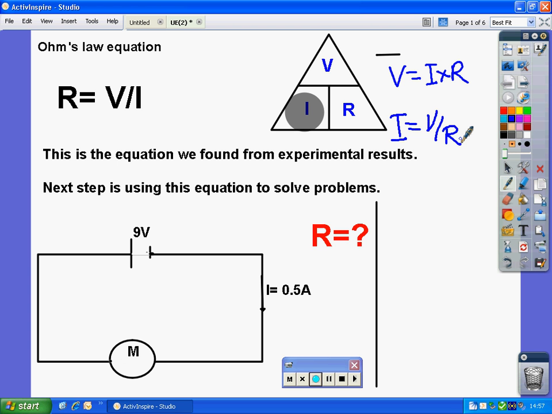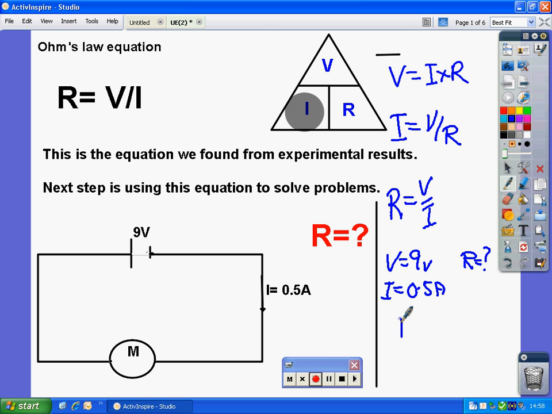In this particular question here, you're asked to find R. So the equation is R equals V divided by I. If you gather your information, V is equal to 9 volts and I is equal to 0.5 amps. You're required to find R.